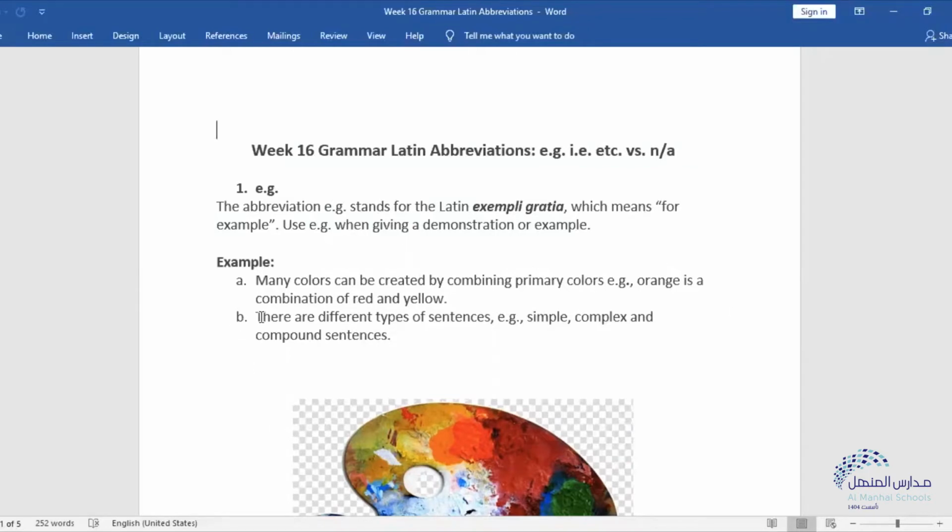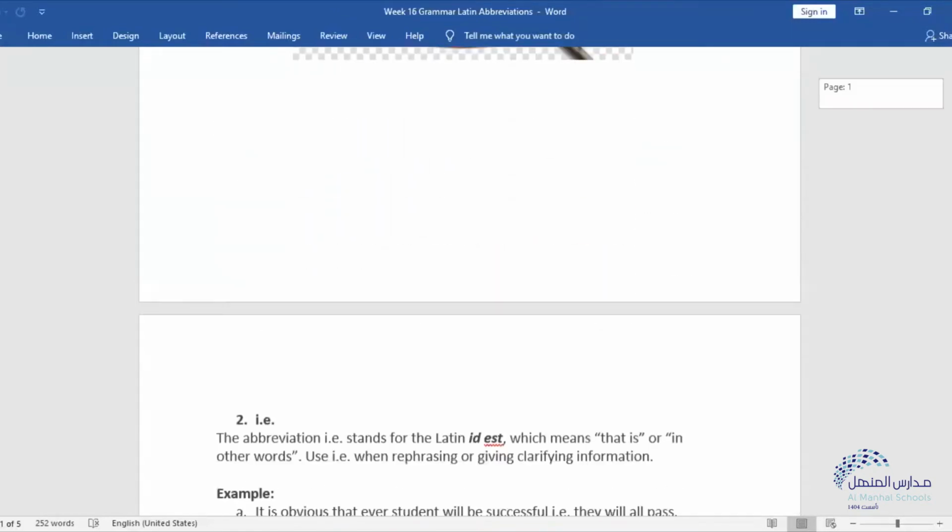Second example, there are different types of sentences. For example, simple, complex, and compound sentences, right? So that's how you use the e.g. or exempli gratia, which means for example.